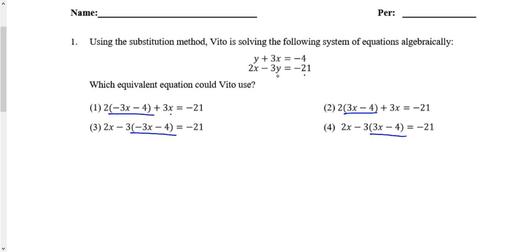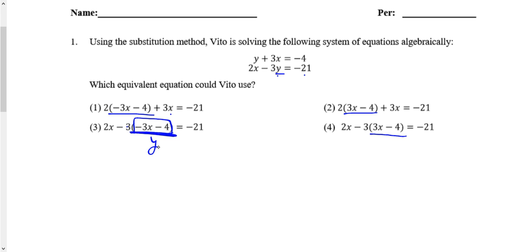And here's 2x minus 3. What is it they look like they substituted for? The y, right? 2x minus 3y. So he's saying that somehow y equals negative 3x minus 4. Is that true? Hey, what does this look like they solved for? In which equation for y?